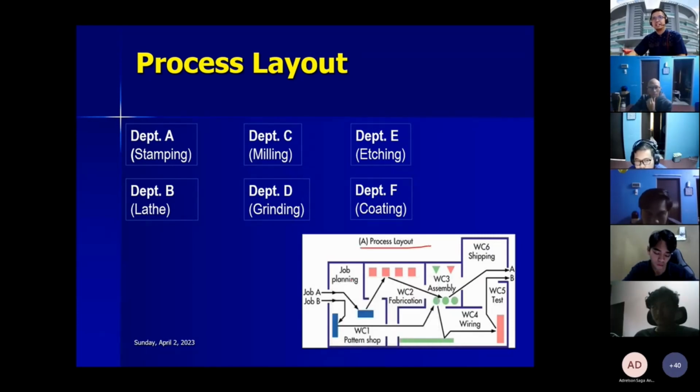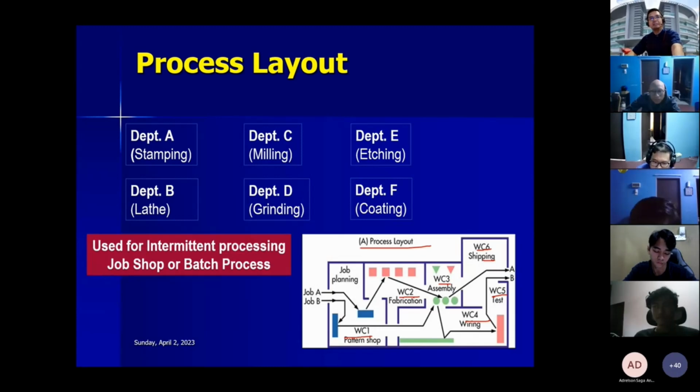So this is job planning. This is workstation 1, pattern shop. Workstation 2, fabrication. Workstation 3, assembly. Wiring, workstation 4. Workstation 5 is test. And workstation 6 is shipping. So this is how job A is done first, and goes to workstation 2, 3, and so on. Meanwhile, job B goes to workstation 1, then goes to workstation 3, then workstation 4 until the test, and the end for B. So this is the process layout.